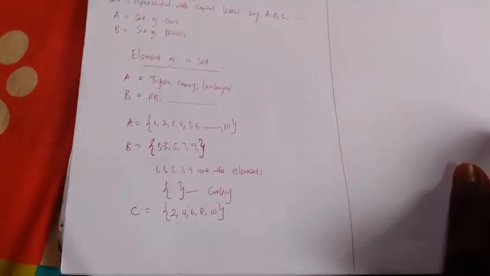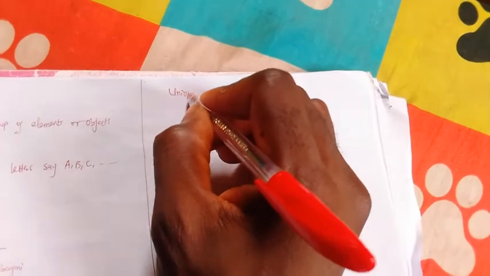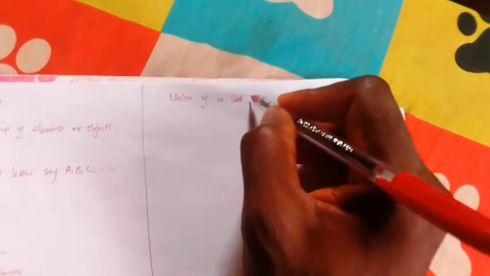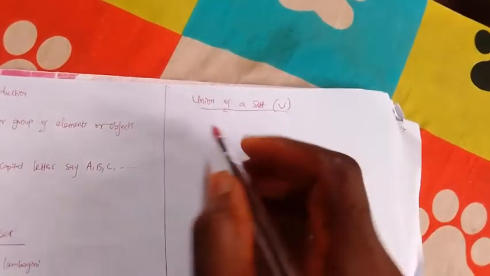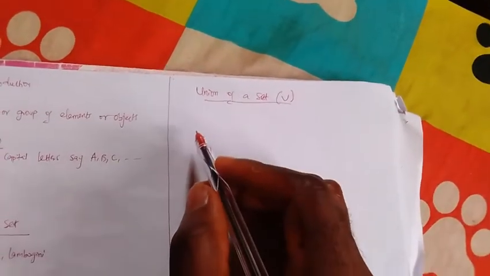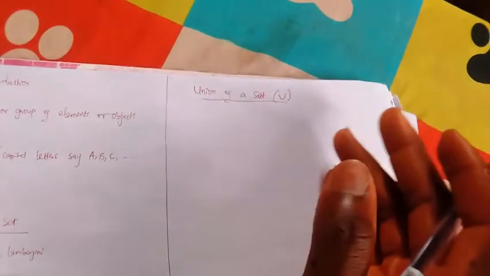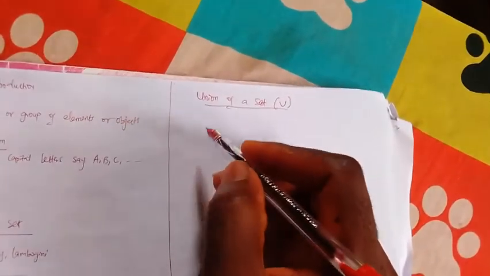Now that's for that. Now, types of sets. We have the union of a set, represented like a U. Now we have the union of a set, we have the intersection of a set, and so on and so forth. So in our next video, we'll be looking at some other types. Let's just see the union of a set and some other ones like that.